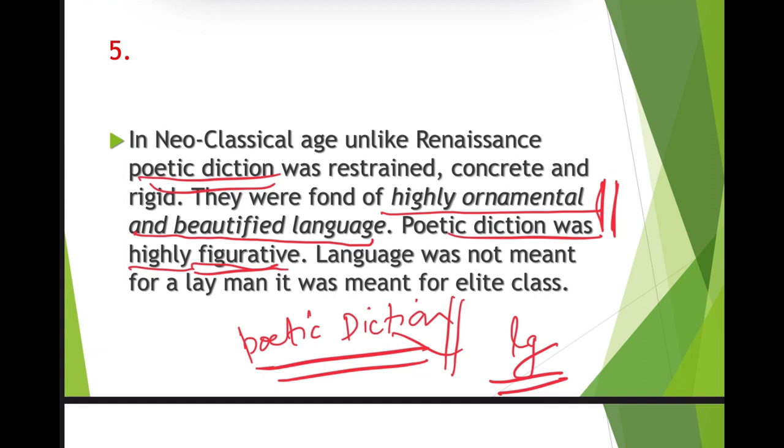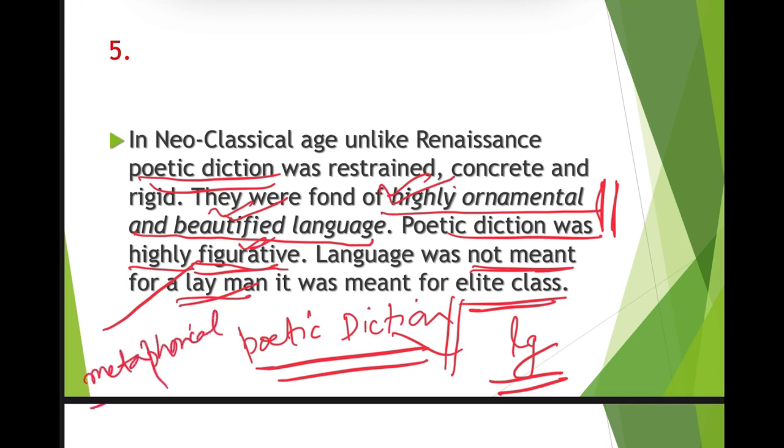Poetic diction was highly figurative. Language was not meant for laymen. It was meant for the elite class. So in the 18th century, a special kind of language was used, which we call poetic diction. That was highly ornamental and beautified language, figurative language, metaphorical language. And this language was not meant for the layman. It was meant for the elite class, high class.